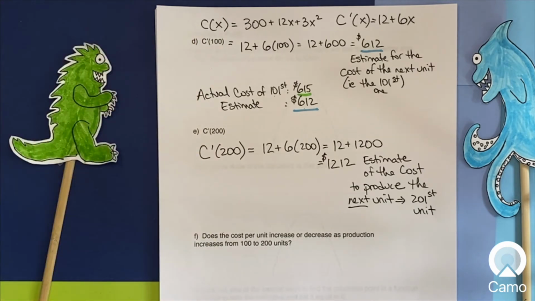So what's going on here? Well, it turns out that whatever we're doing is very expensive, and my guess is that we're running out of materials, or we're going to have to do something to increase production, right? The 101st unit will cost us just over $600. If we want to make 200 of these, our costs are going to go over $1,000 each.